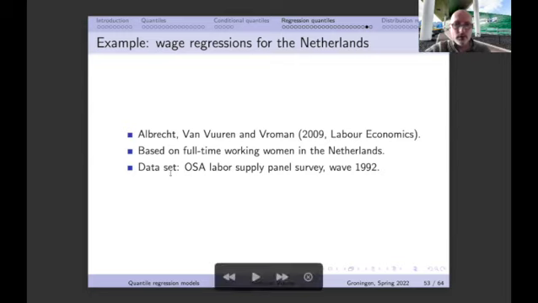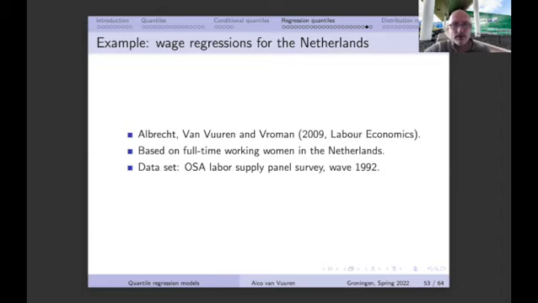The data set that we use is the OSA Labor Supply Panel Survey. That's actually a survey that you can even use up till today. It's a biannual survey. It started actually to be annually, but now it's biannually, and it started in the mid-80s with around 4,000 individuals that were at that time representative for the labor market.